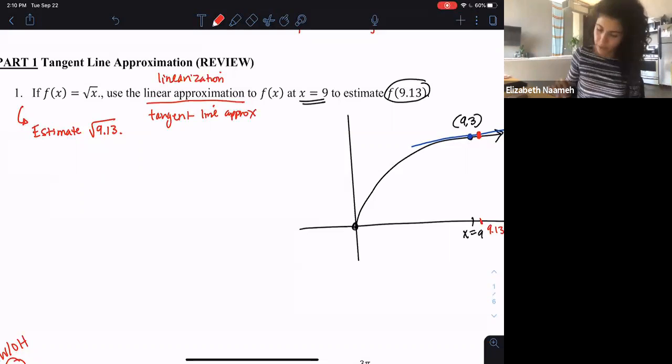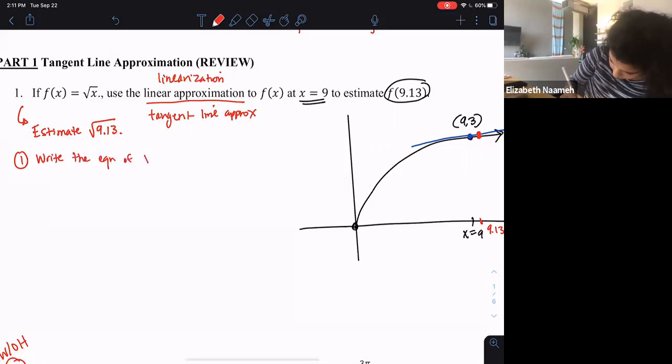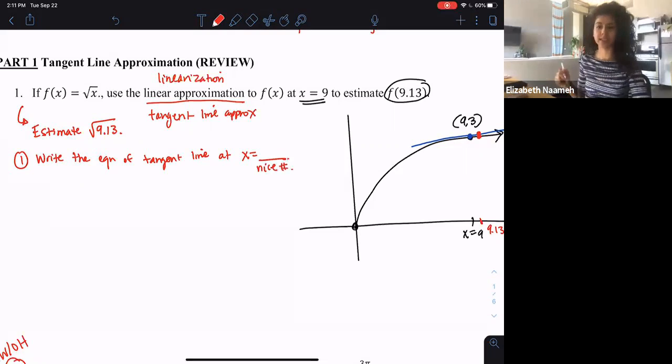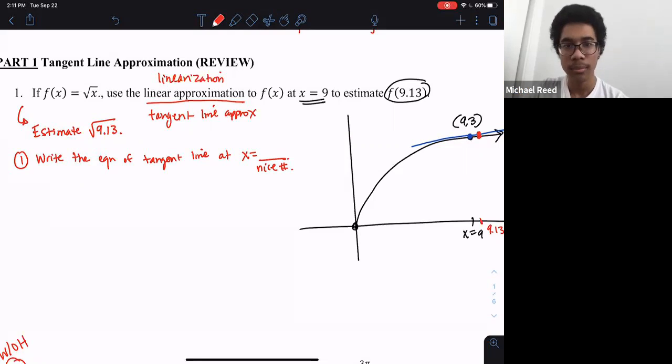Okay, so anyway, our first step, write down step 1, is to write the equation of the tangent line at x equals whatever is the nice number that was given. In this case, what's my nice number? 9. X equals 9.